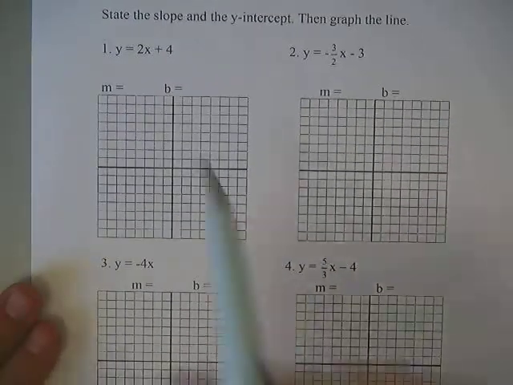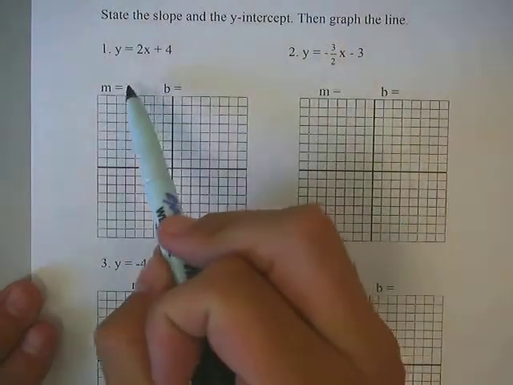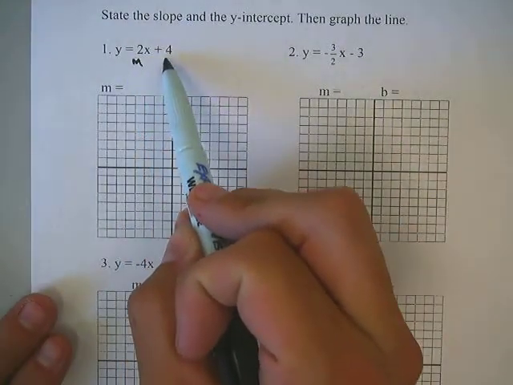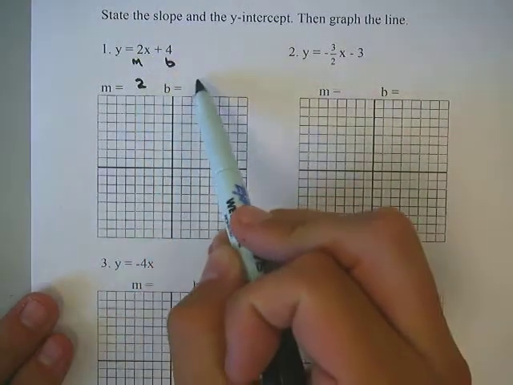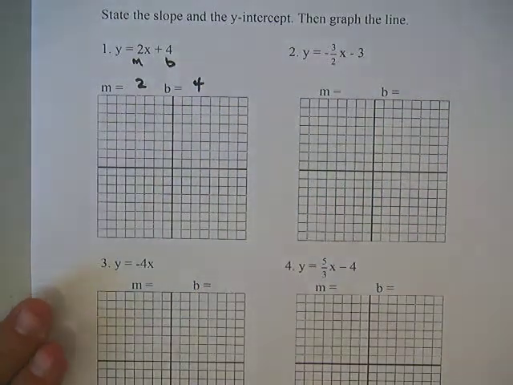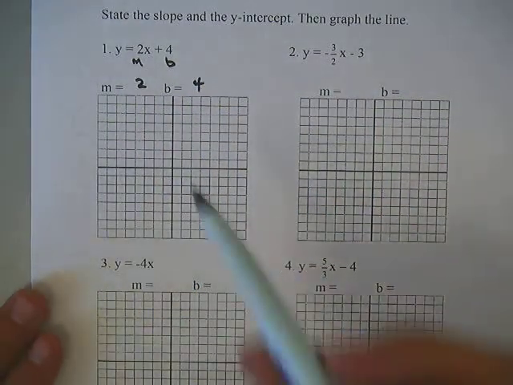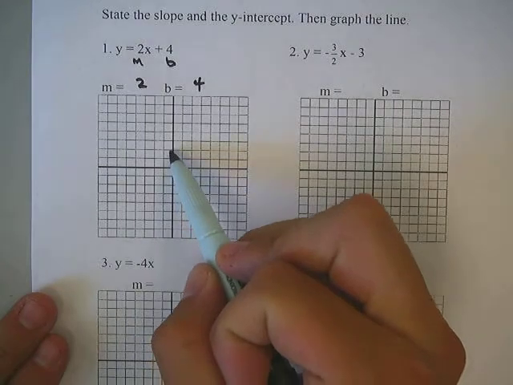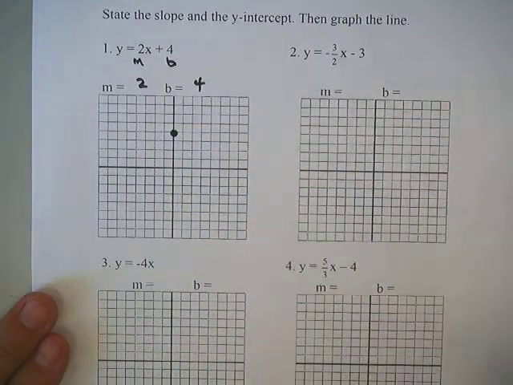So for instance, the first one, y = 2x + 4. The slope in this case, this would be m and this would be b. So this would be 2 and this would be 4. And so how would you graph that? Well, you always start with your y-intercept. So I'd go up 1, 2, 3, 4.